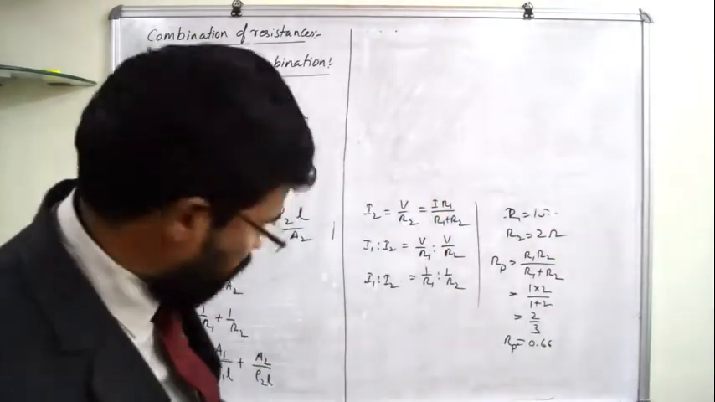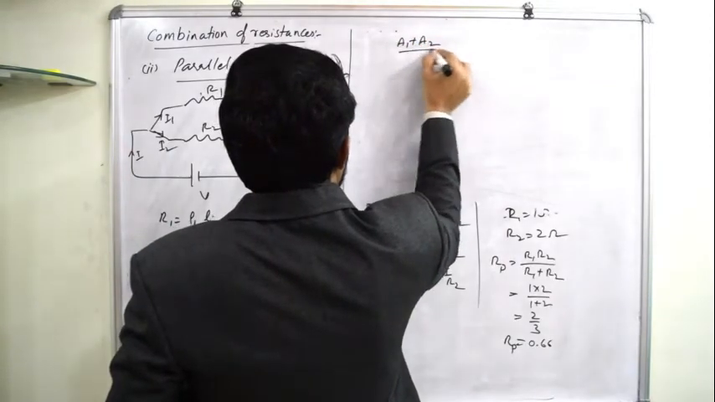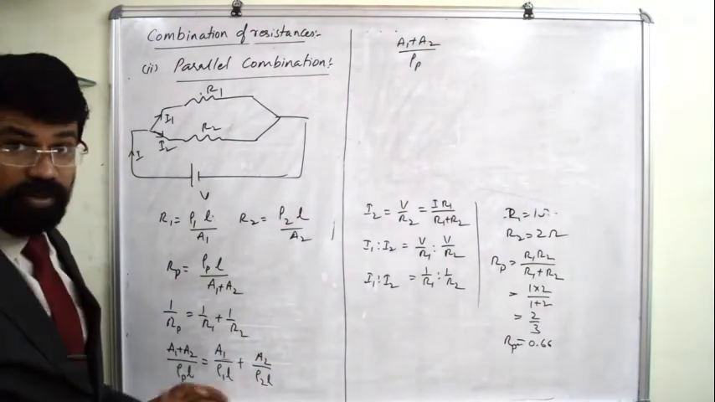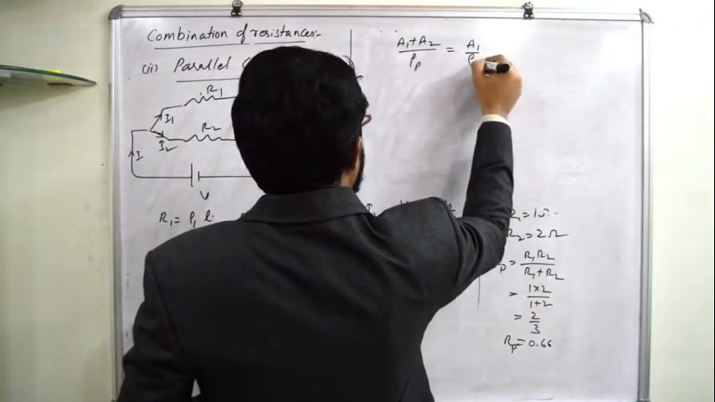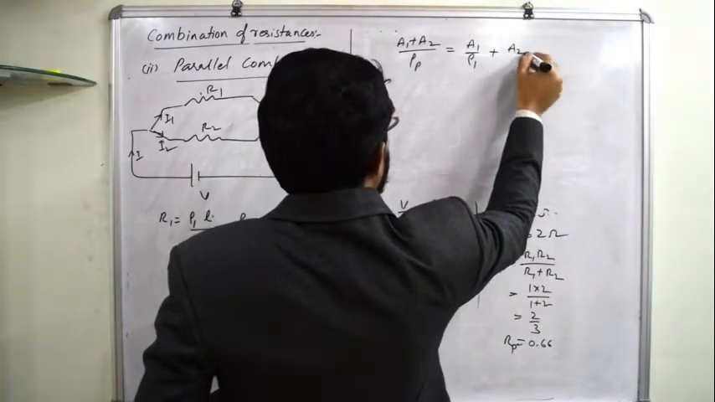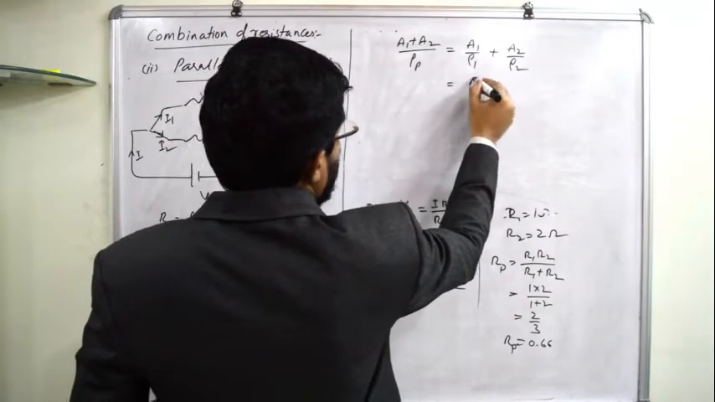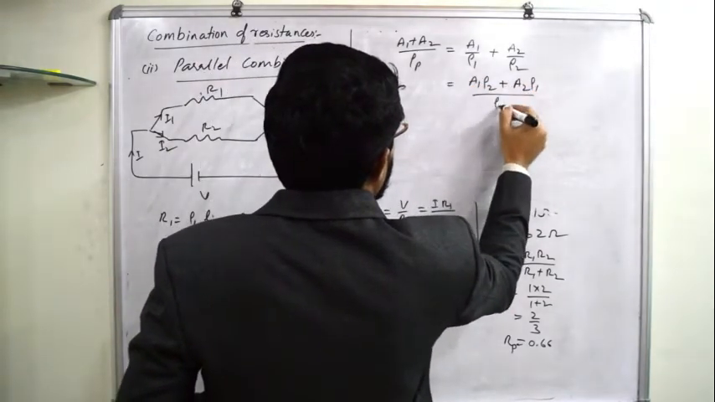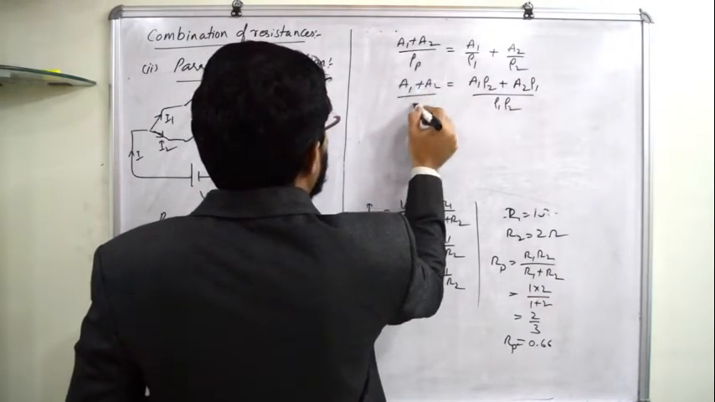So, when you cancel that, what will you get? You will get (A1 plus A2) by rho P on the left; L got cancelled. And on the other side, the RHS, you will have A1 by rho 1 plus A2 by rho 2. Now, (A1 rho 2 plus A2 rho 1) by (rho 1 rho 2) equals (A1 plus A2) by rho P.